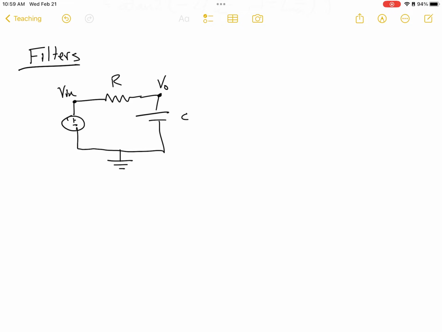And so we analyzed this circuit. We found the equation of motion is going to be RC V out dot plus V out equals V in. And this was again in the previous video. And what we're going to be talking about in this video is to analyze this circuit with a sinusoidal or a harmonic input. So V in is going to equal some sine of omega t.